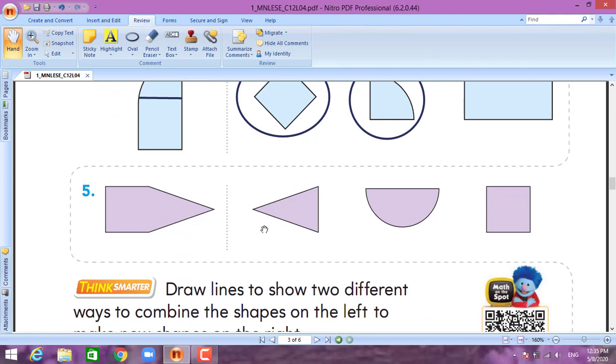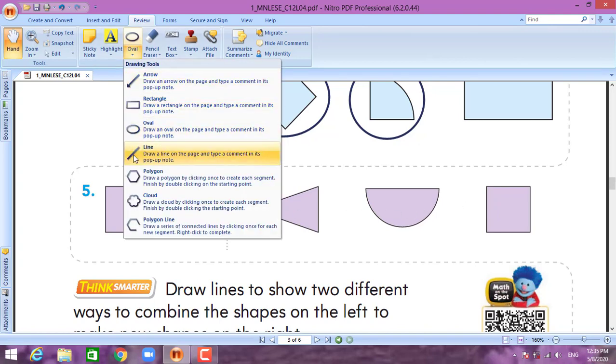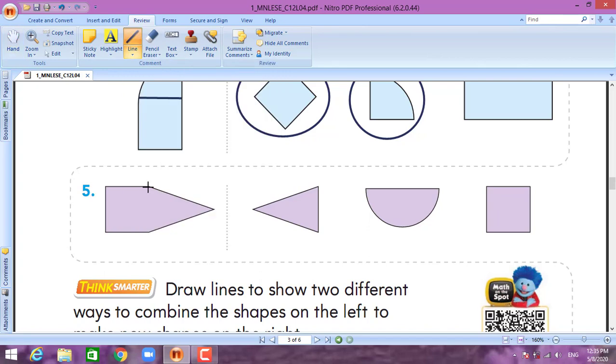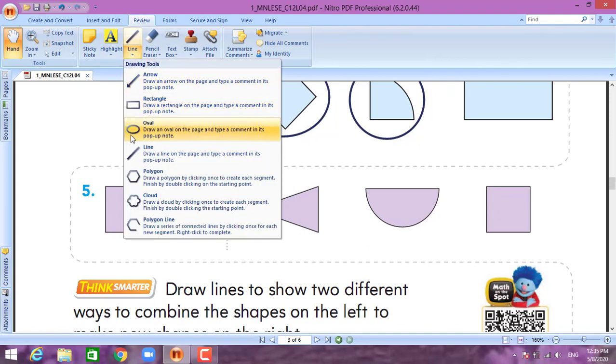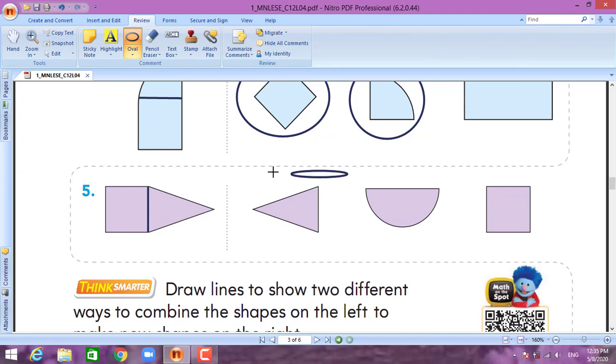This one, which one from these shapes will I choose? Let's cut this shape into two shapes. So I have a triangle and a square. So I will choose a triangle and I will choose a square.